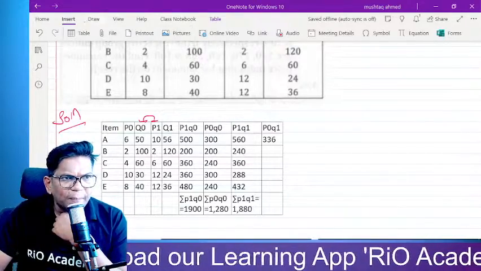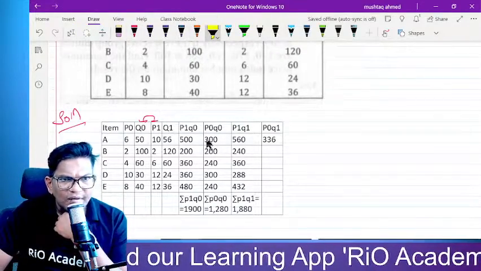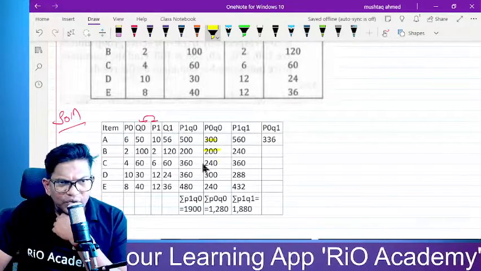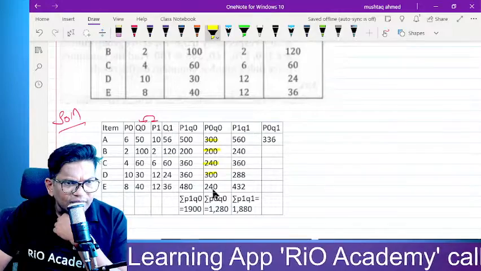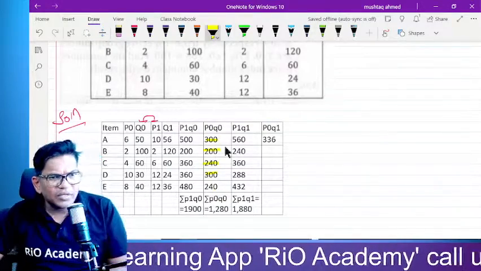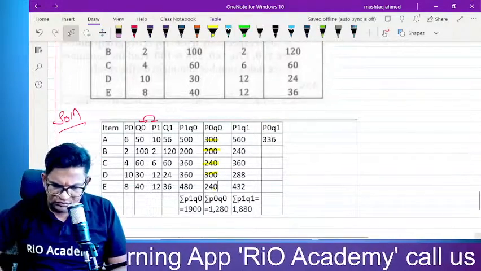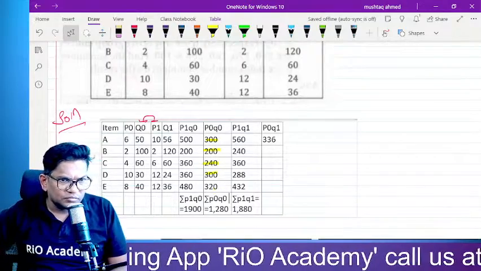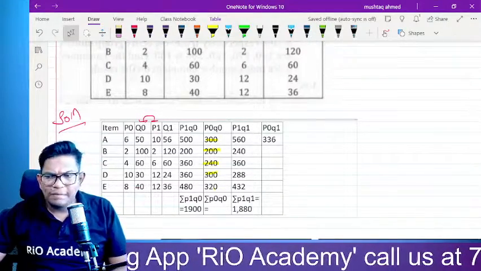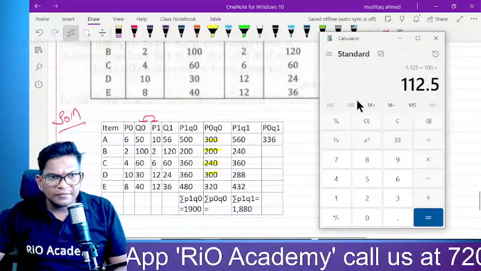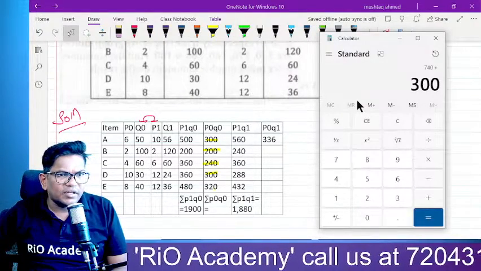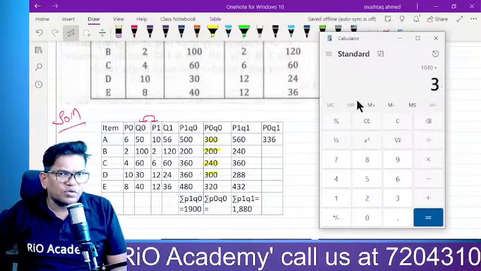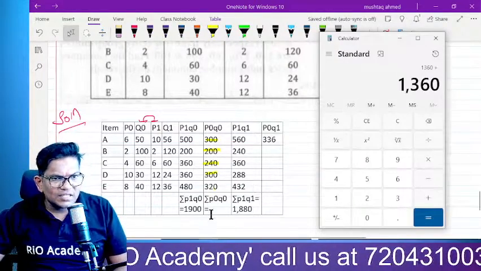Let me check this now. Yeah, 300, 200, 240 and 300. This one is how much? It is 320, right? Add it: 300, 200, 240, 300, 320, 1360.